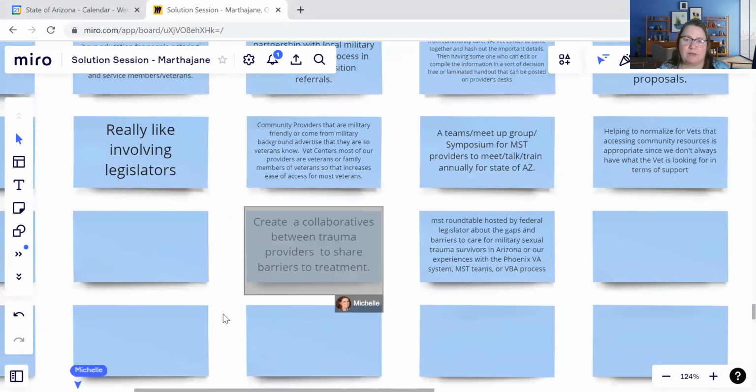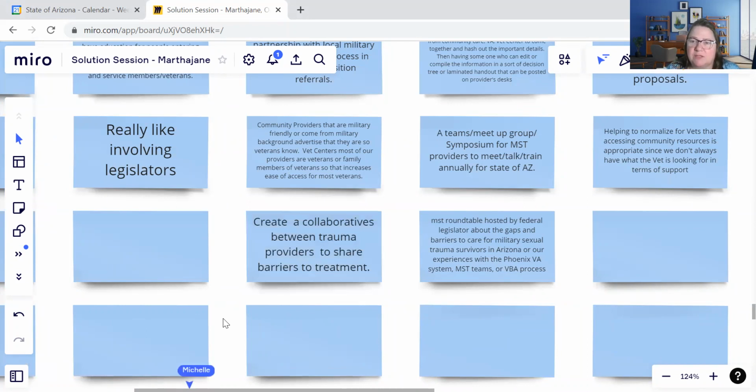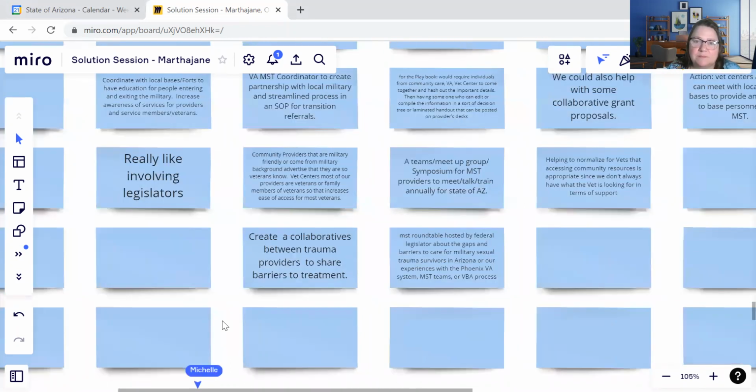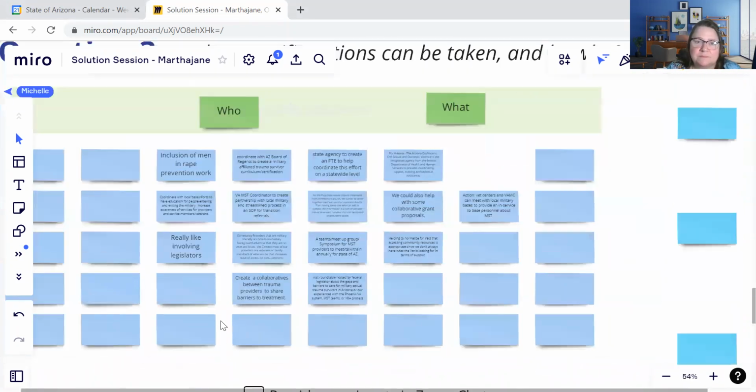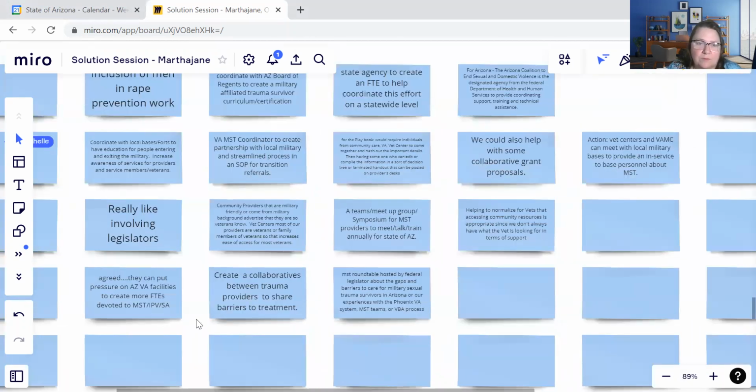Create a collaborative between trauma providers to share barriers to treatment. Awesome. Yep, legislators can put pressure on the AZ VA facilities to create more FTEs devoted to this work.